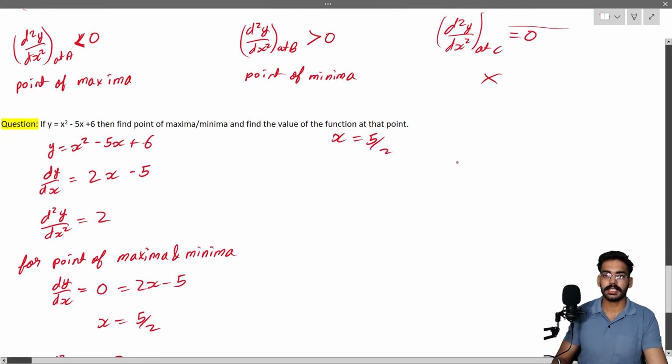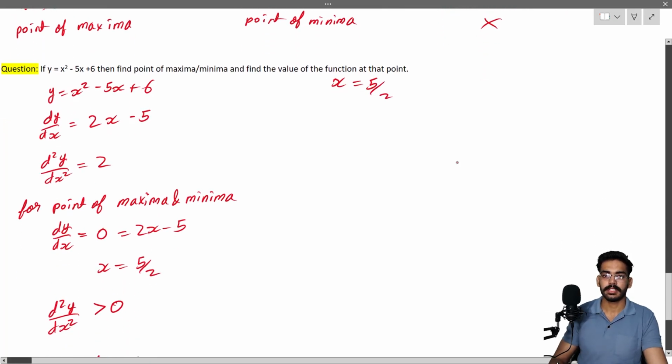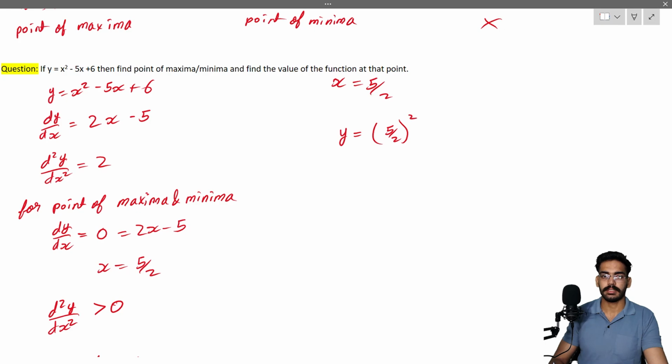So correspondingly there will be a y value, right? Okay, so what will be the y value? Just put the x value in the main function. 5 by 2, you will get the particular y: minus 5 into 5 by 2 plus 6. So from here, if you solve, you will get y equal to minus 1 by 4. Okay, so the y minimum is minus 1 by 4.